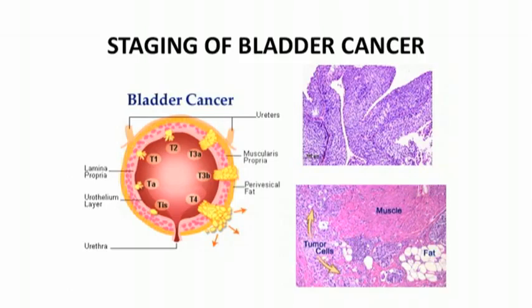The image on the right on top shows a low-grade papillary superficial tumor, and the image on the bottom right shows bladder cancer cells within the muscle of the urinary bladder, in other words, a muscle-invasive tumor.